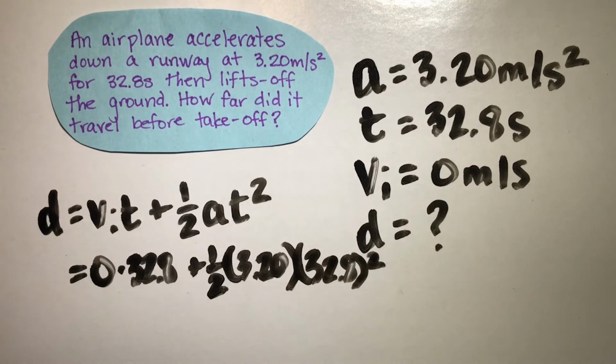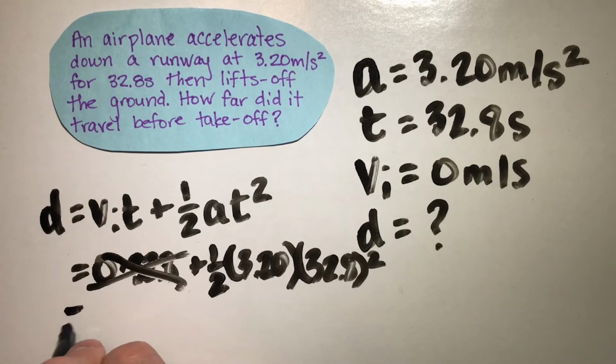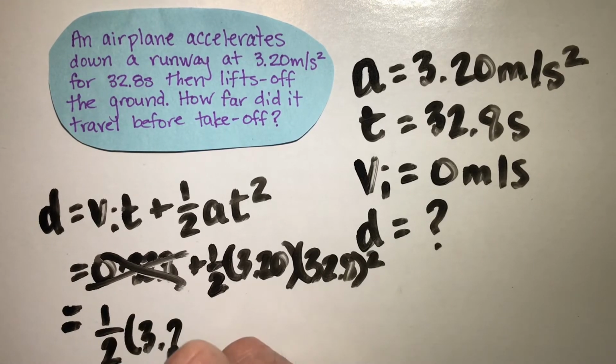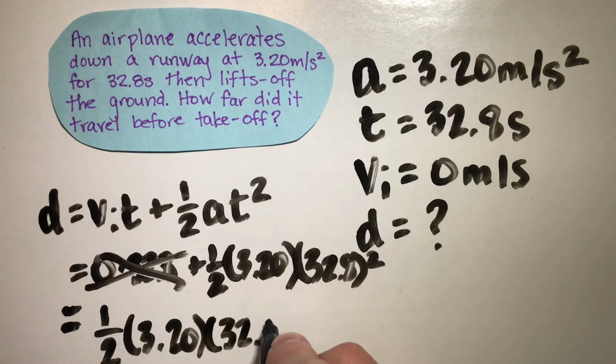Now solving this isn't quite as bad as it looks. Since we have 0 right here, anything times 0 is just 0, so that cancels out of our equation. So let's rewrite what we're left with. So we have 1/2 of our acceleration, 3.20, times our time squared, which is 32.8 seconds squared.